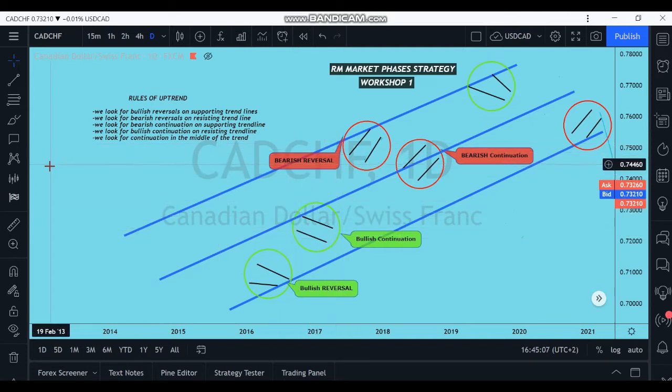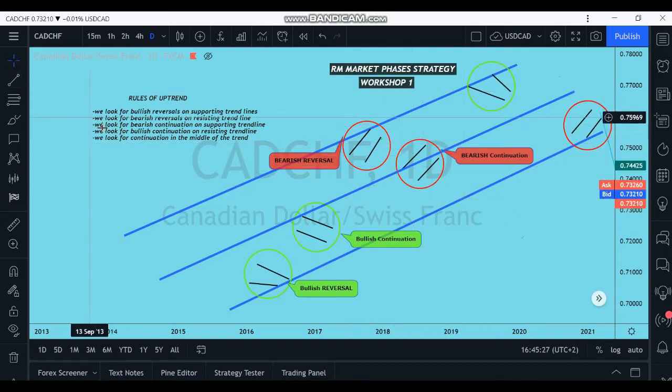We look for bearish reversals on the resisting trend line. Here is a bearish reversal. After a bearish reversal, we know that the market is exhausted. Once the market is giving us swing lows and swing highs at the same level, we know that the market is already down. It's going to give us impulse, correction, impulse.